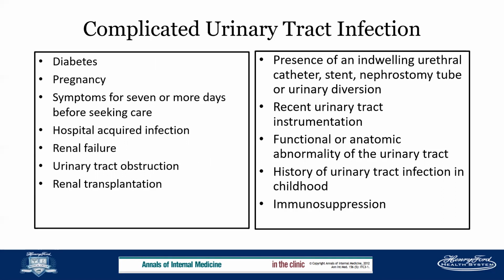To go into more detail about the definition of a complicated urinary tract infection: diabetes, pregnancy, symptoms for 7 or more days, hospital-acquired infection, renal failure, urinary tract obstruction, renal transplant patients, presence of an indwelling catheter, stent, or nephrostomy tube, recent urinary tract infection, urinary tract instrumentation, any type of urinary tract anatomical abnormality, or being immune suppressed. Having any one of these makes you fall into the category of having a complicated urinary tract infection.